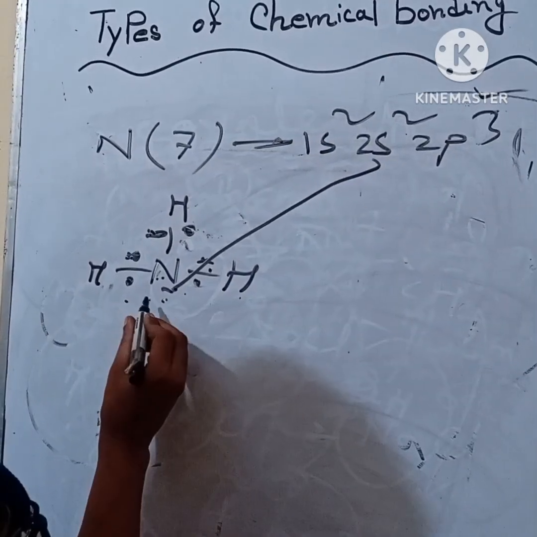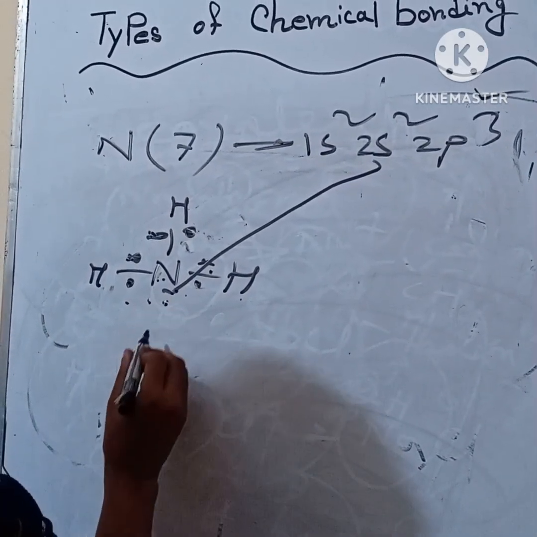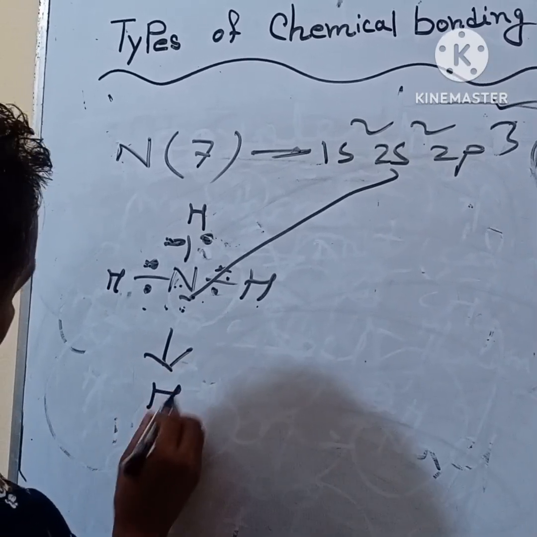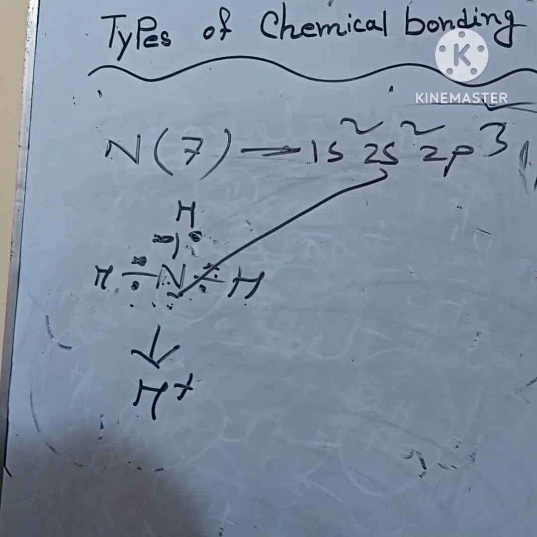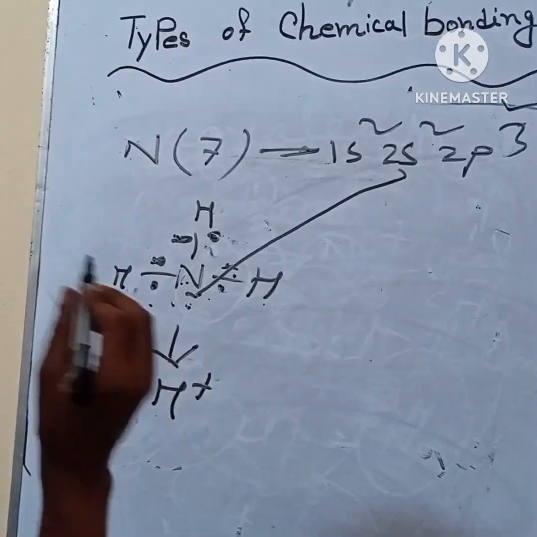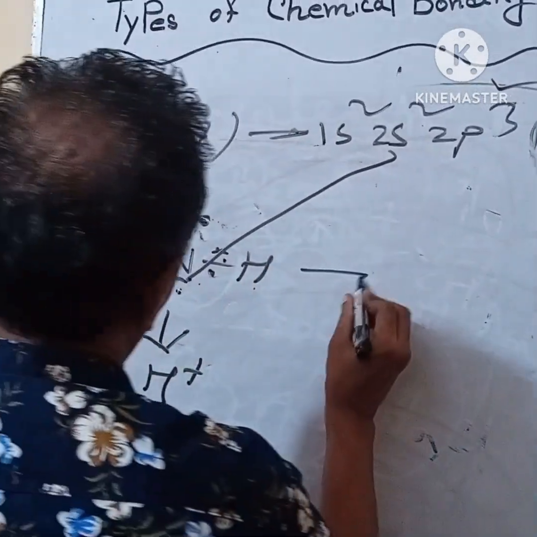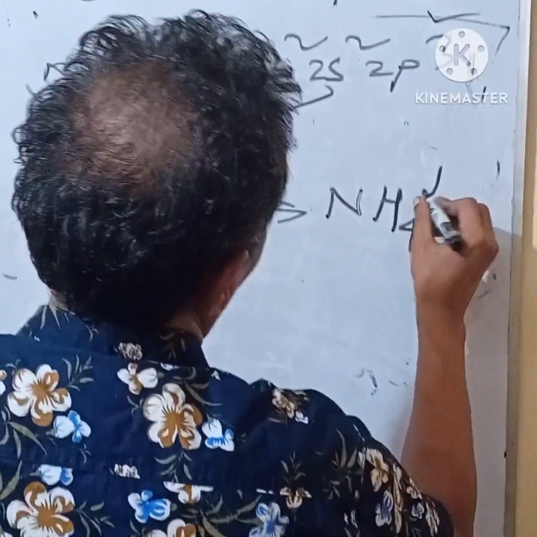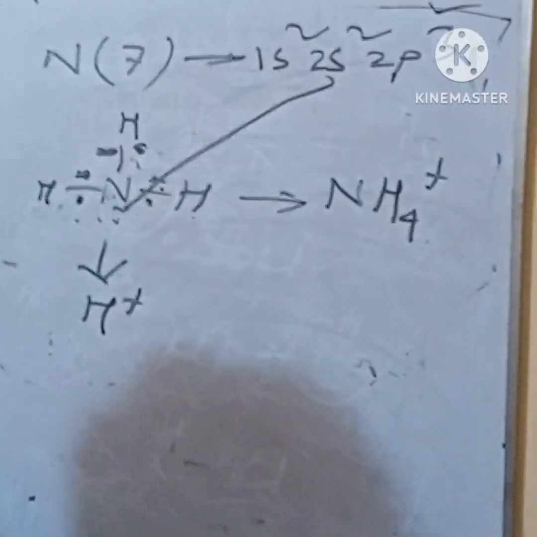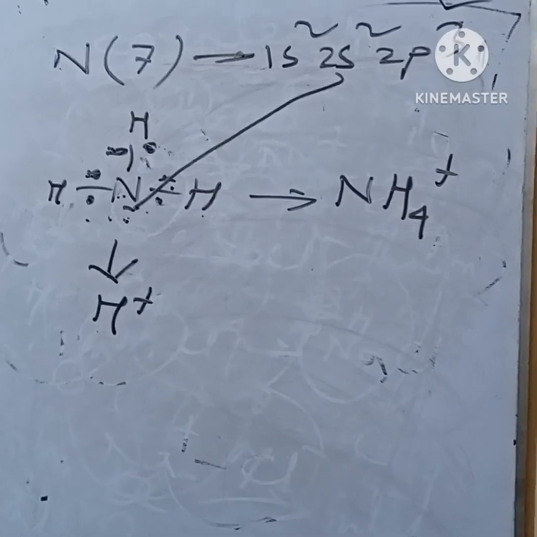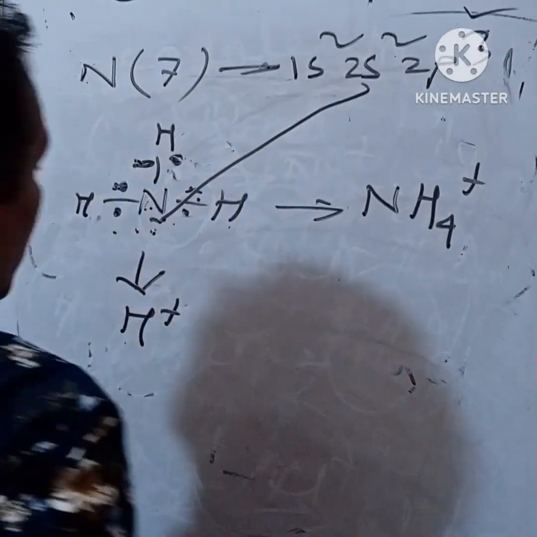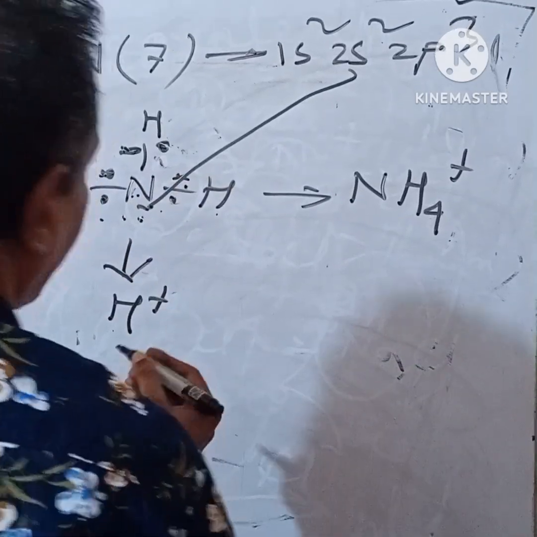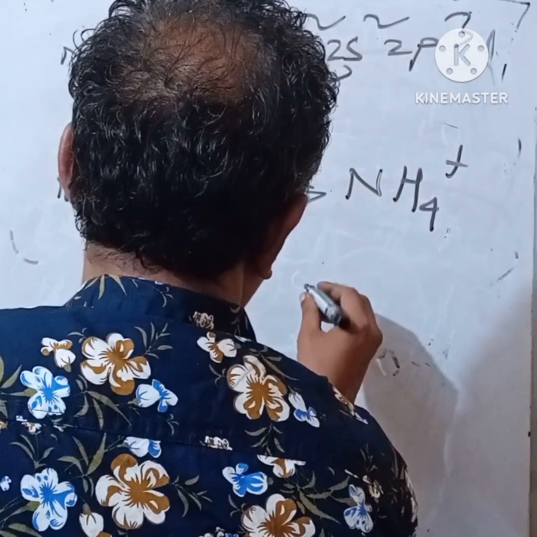Now these 2 lone pair electrons are given to the hydrogen ion, not shared. It is a coordinate bond and makes ammonium, NH4 positive, a molecular ion. And then it's a coordinate bond.